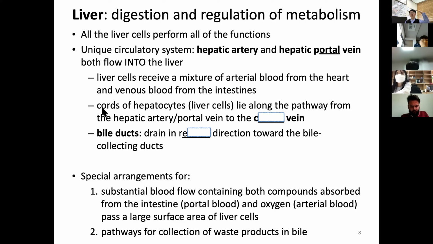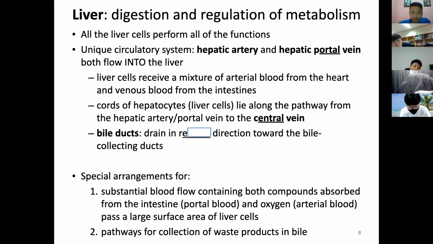So the hepatocytes, which are liver cells, lie along the pathway from the hepatic artery and vein to the central vein, because of the shape of this liver unit, they get into the center, becoming the central vein. And bile duct drains in the opposite direction towards the bile collecting ducts. With time, I'll just tell you the answer: reverse direction. So it's a special arrangement for substantial blood flow containing compounds absorbed from the intestine.